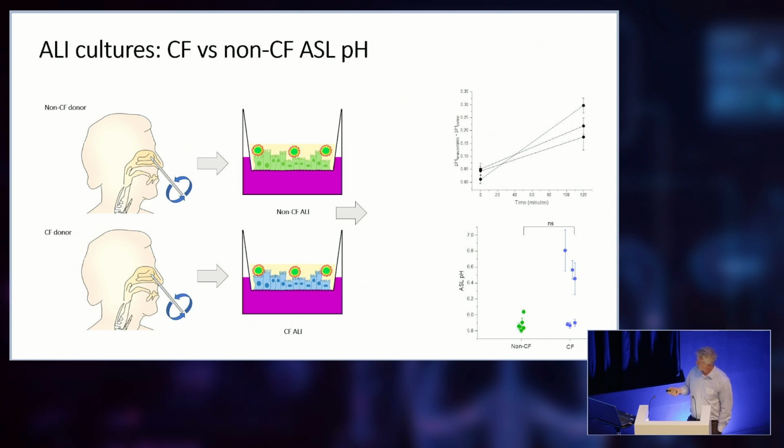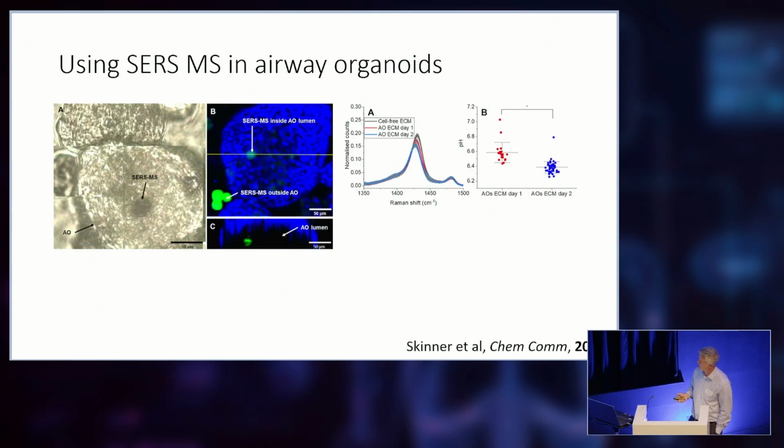And we can even look at differences between the healthy population and the CF population. We can see real differences in the way that people with CF are able to regulate the pH in their airway surface liquid compared to people who are from the healthy pool of donors. So that's how we can get really crucial information about how these types of cultures are responding to new therapies just by measuring the pH in this liquid.